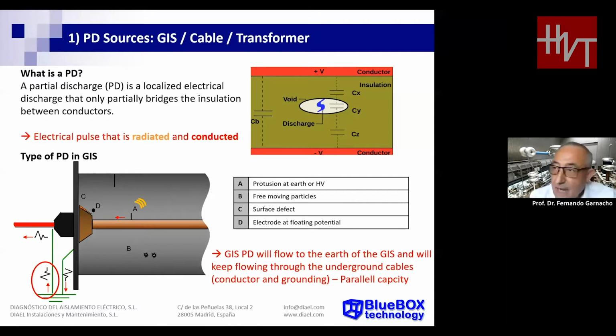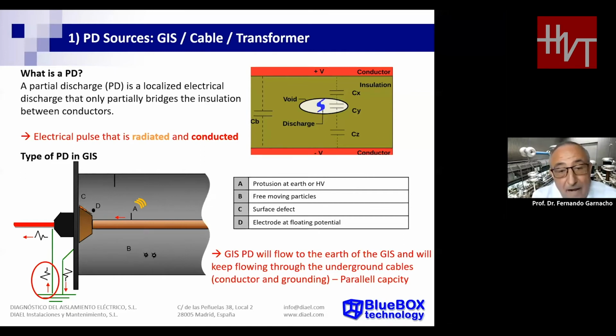In any case, we have small pulses that can be measured in a radiated waveform, for instance, with antennas. We can use antennas in order to measure the radiated energy provoked by these pulses. But we have another alternative: to measure the conducted current, the conducted pulse.